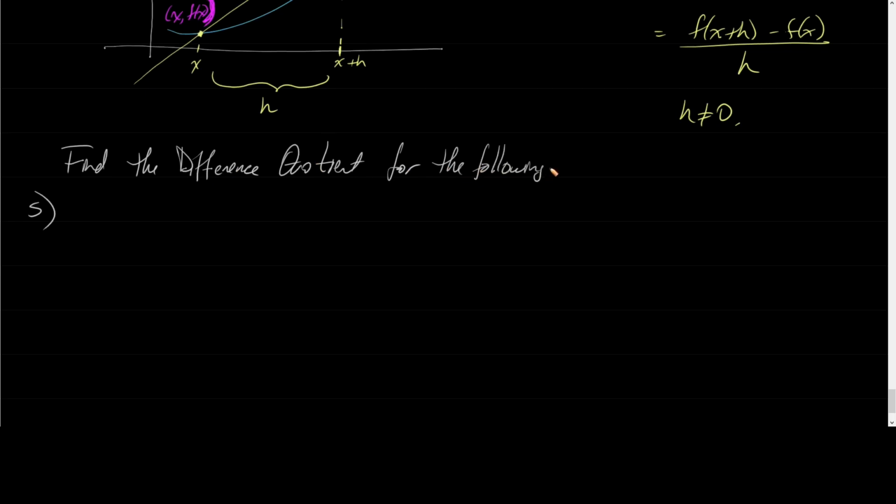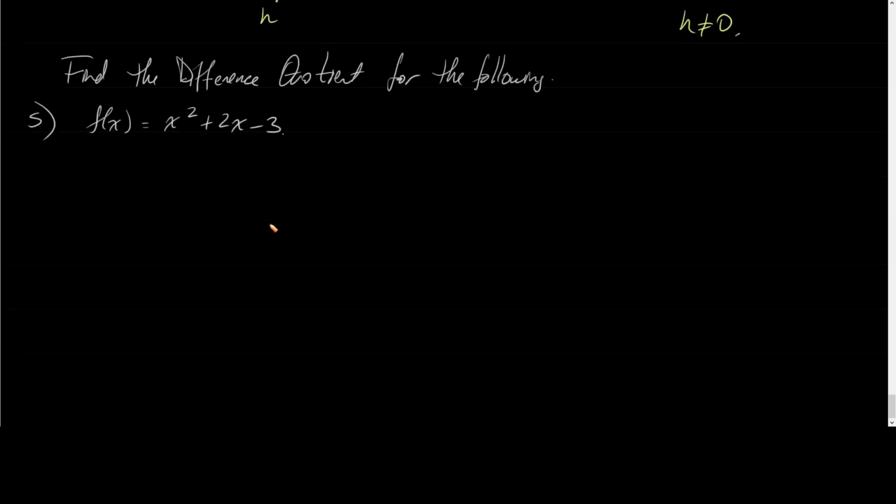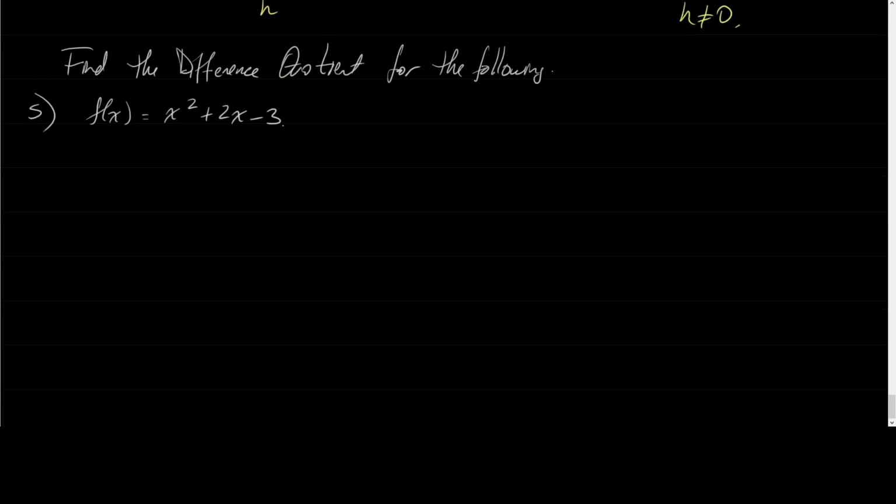All right, and we're going to say we've got f of x is equal to x squared plus 2x minus 3. All right, so we want to find the difference quotient for that. So here's what we do. First, let's write down what the difference quotient was. Anytime you need to memorize some sort of formula, write down the formula. So it's f of x plus h minus f of x, all of it over h.